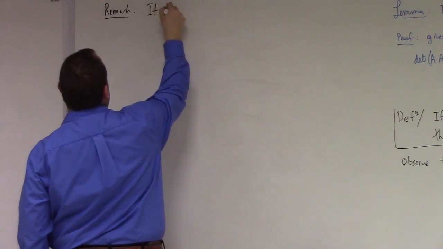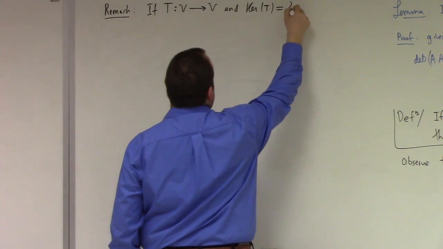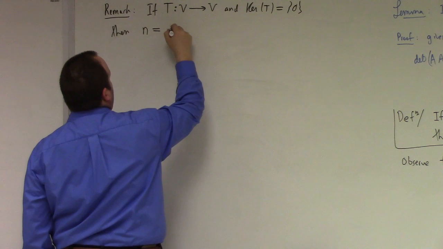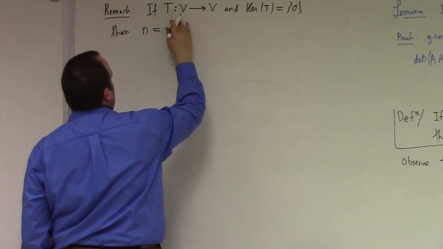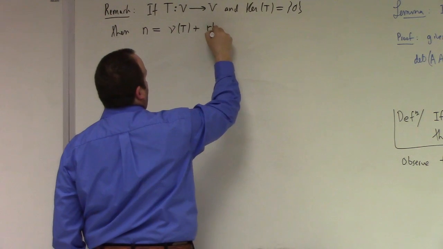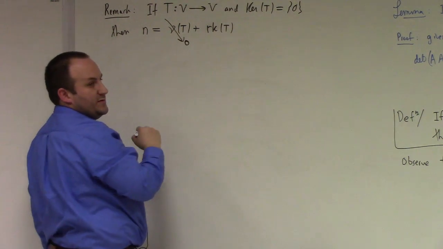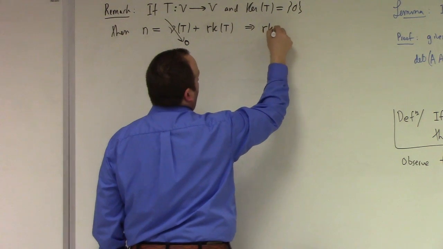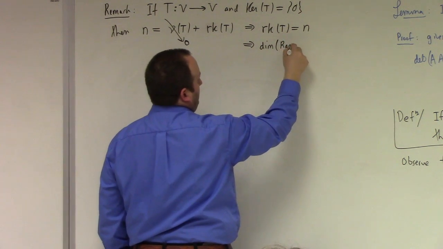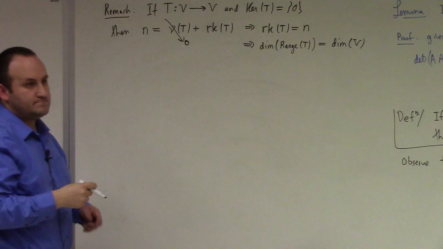So if T is going from V to V, and the kernel of T is equal to 0, then what we have: n is equal to what? Well, let me just write out the nullity of T plus the rank of T. But what's the nullity of T? It's 0, because that's the dimension of the kernel, which is 0. So what does it say about the rank of T? It is equal to n. In other words, the dimension of the range of T is equal to the dimension of V itself.